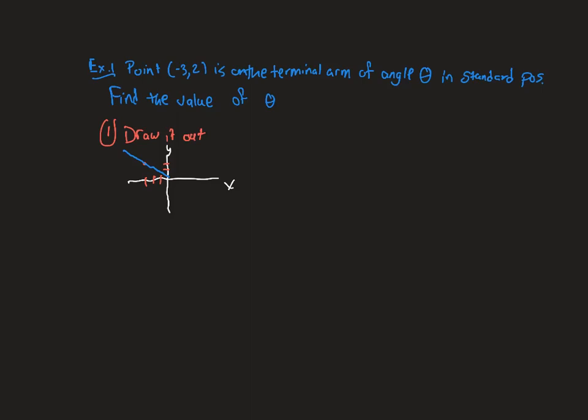Okay, so if that's my terminal arm, then you go from here. This is your initial arm. Remember, you connect all the way up to here, and that would be my theta. Okay? So clearly, my theta is inside quadrant 2, which happens between 90 degrees to 180 degrees. Okay? So that's your first step.